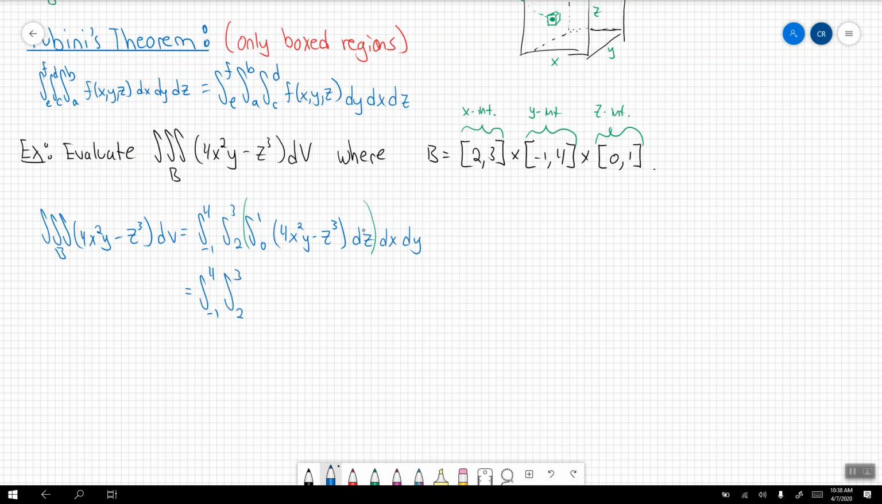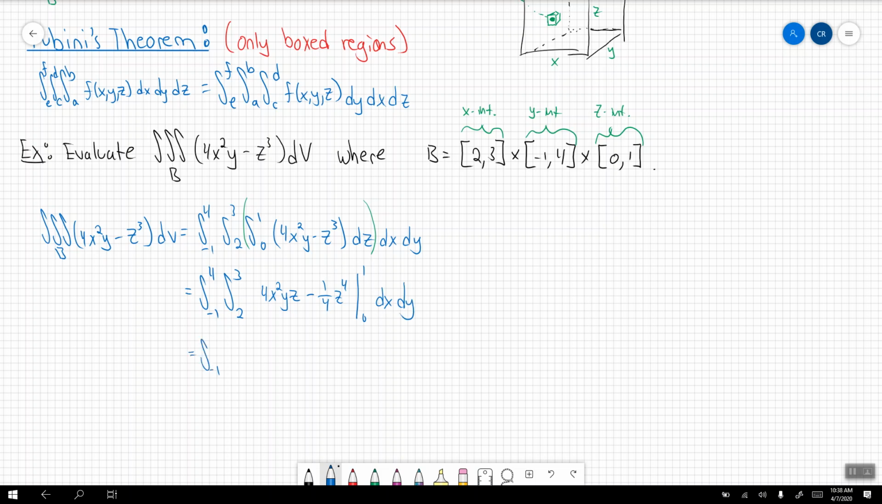The innermost integral is integrating with respect to z. That means that this first term, 4x squared y, is a constant. So when I integrate a constant with respect to z, I must get a z in return, minus the integral of this term. Well, that's just 1/4 z to the 4th. This is going to be evaluated from 0 to 1, and that's dx dy.